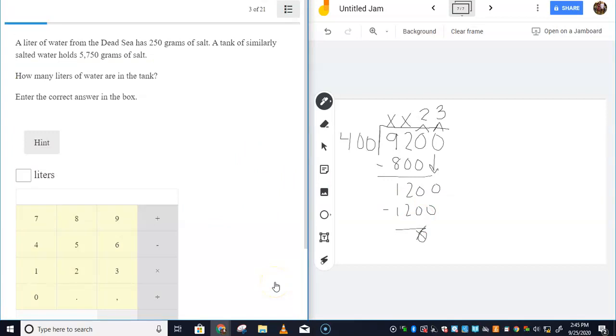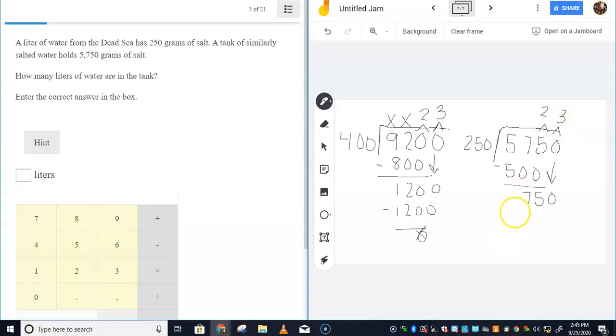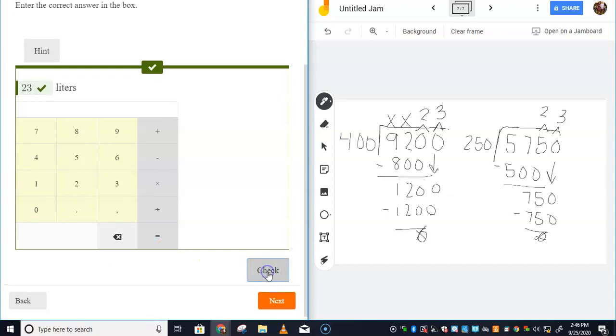Next. A liter of water from the Dead Sea has 250 grams of salt. A tank of similarly salted water holds 5,750 grams of salt. So we have this, and we're going to divide by 250. 250 goes into 575 twice, because that is 500. We get 75, bring down our 0, and 250 goes into 750 3 times, because 250 times 3 is 750. So we get 23. Next.